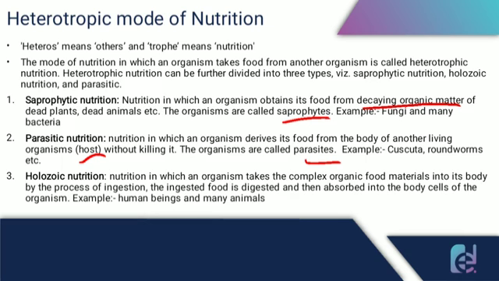And the last one is holozoic nutrition. In this type of nutrition, the organism takes the complex organic food materials in its body, and then it digests it and absorbs the nutrients. The examples of organisms following holozoic nutrition are human beings and other animals.